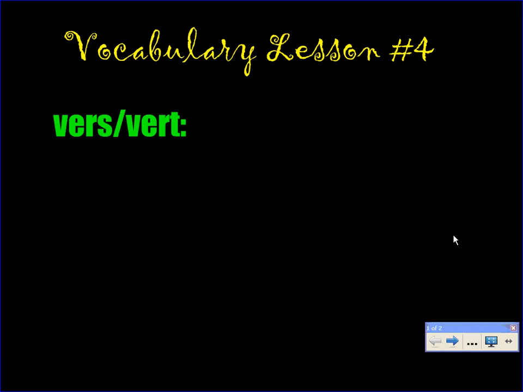Okay, today's vocabulary lesson, once again, consists of a couple units. Vert and verse. Kylie, what are you thinking? Roots, prefixes, suffixes. What are they? Vert and verse. Are they roots, are they prefixes, or are they suffixes? Suffixes.